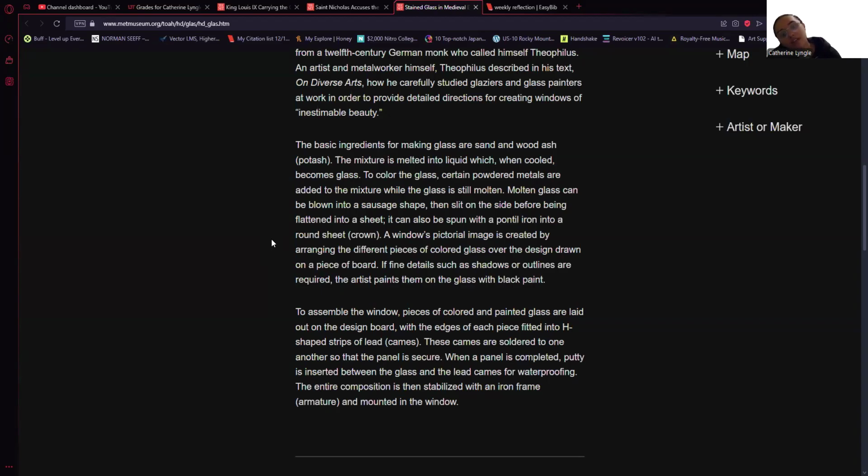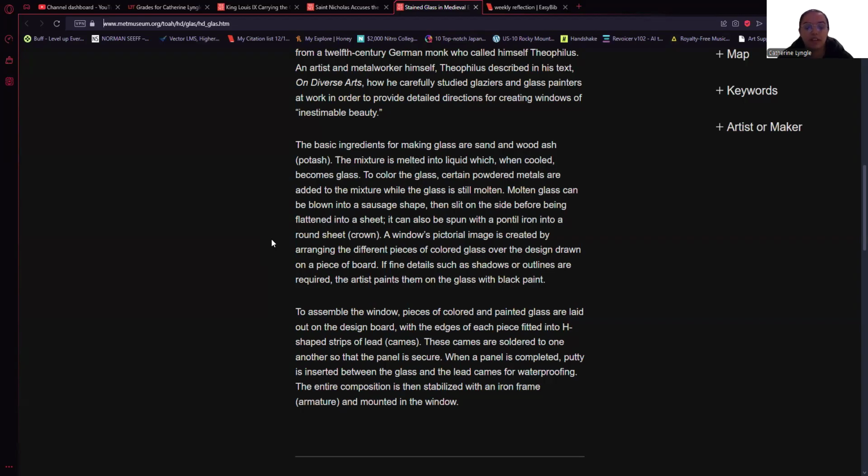Basic ingredients for glass making are sand, wood ash or potash, and this is mixed into liquid, which becomes cooled into glass. Then, depending on what color they wanted, they would use certain powdered metals and add a mixture while it was still molten, basically having different temperatures and different mixtures render different colors, which is how heat mainly manipulates a lot of things.